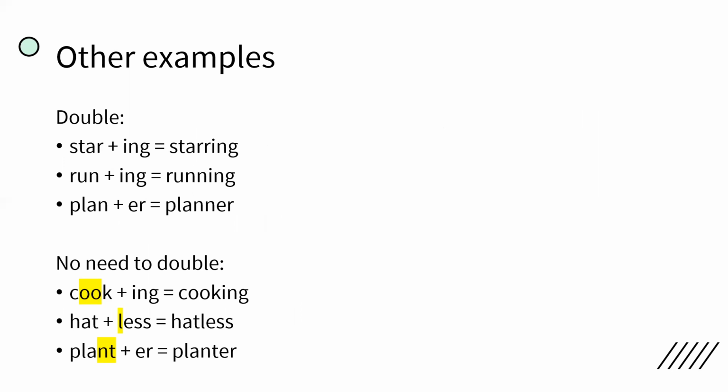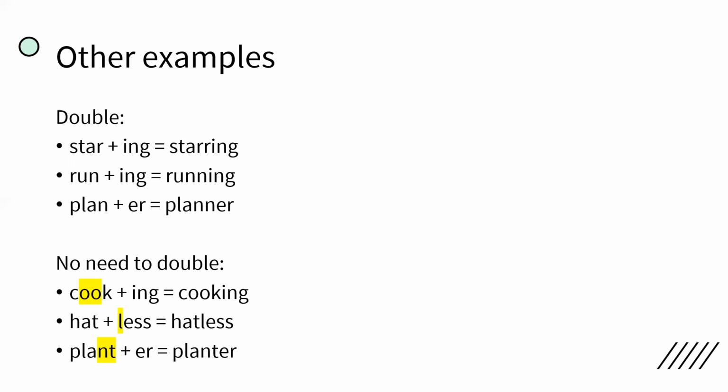So let's look at a few more examples before we close out. In the words star, run, and plan, if we start counting at the vowel, we have one vowel followed by one consonant. That means that the base word will have the accent, and in all of our doubling examples, we're adding a vowel suffix. So yes, we would have to double that final consonant before adding a suffix in those bases.